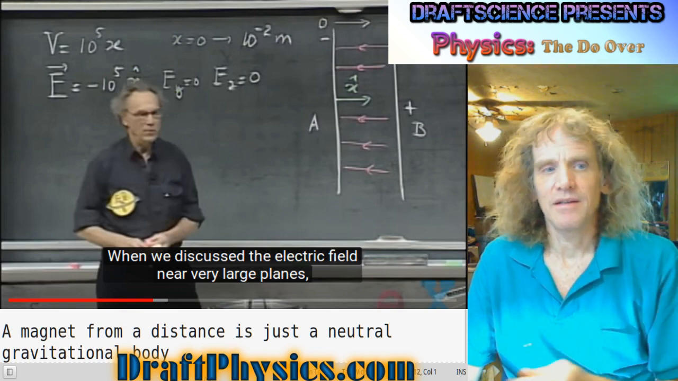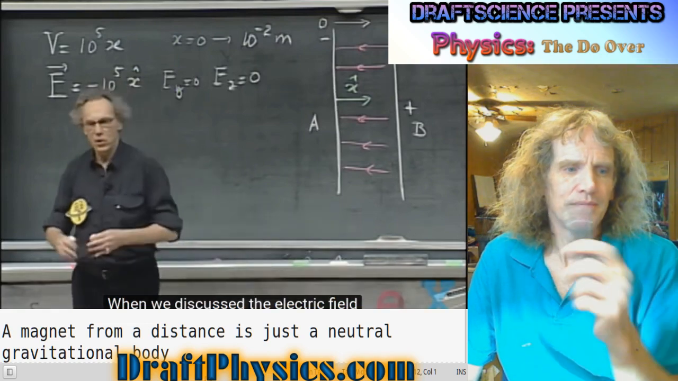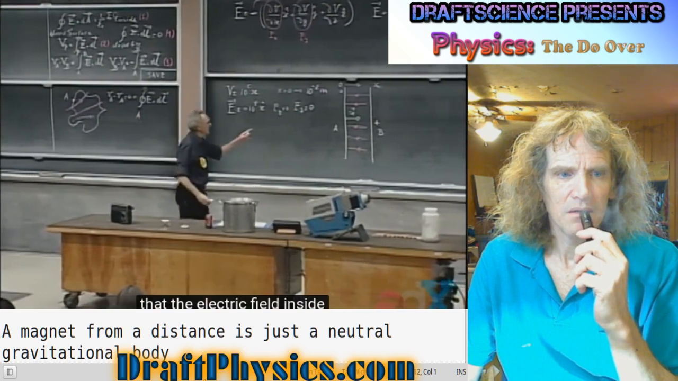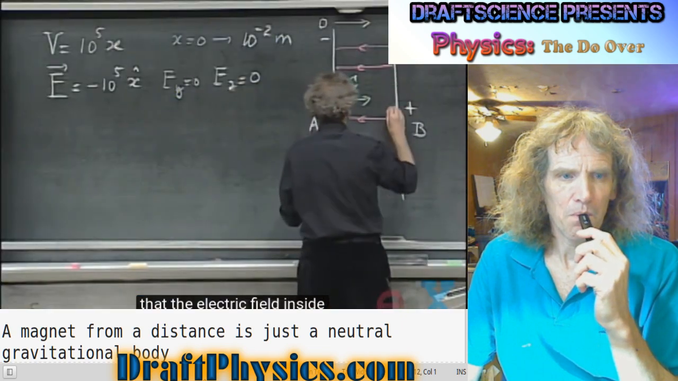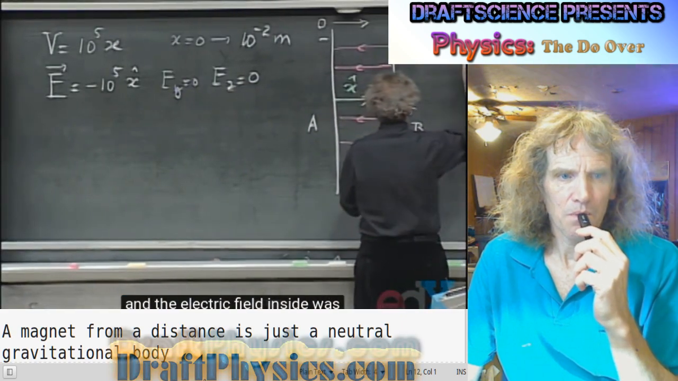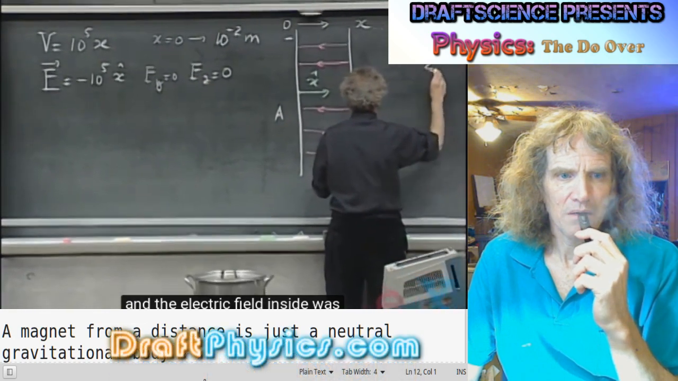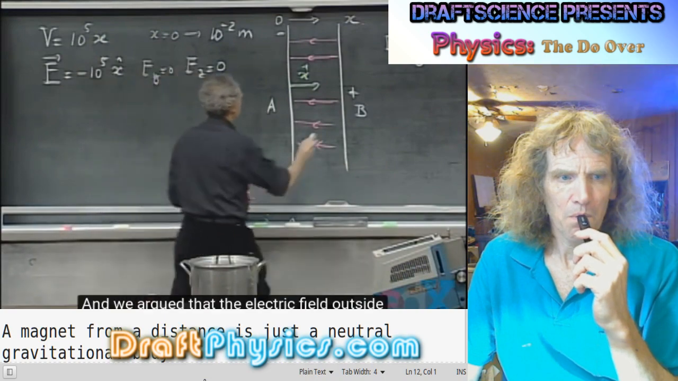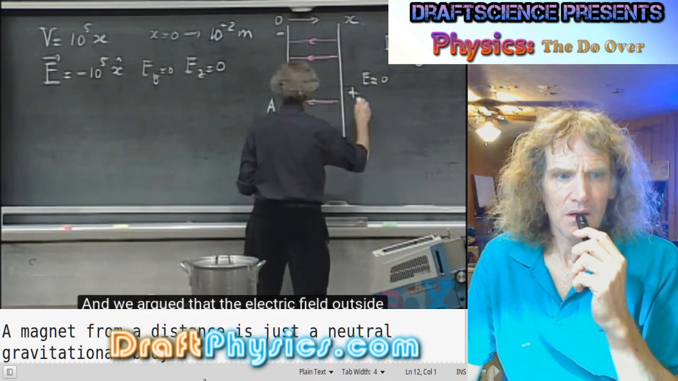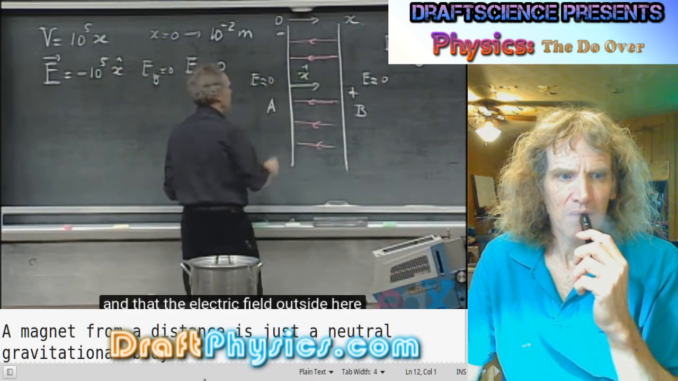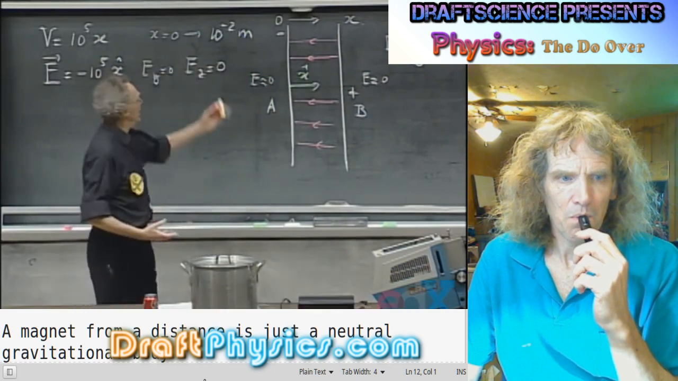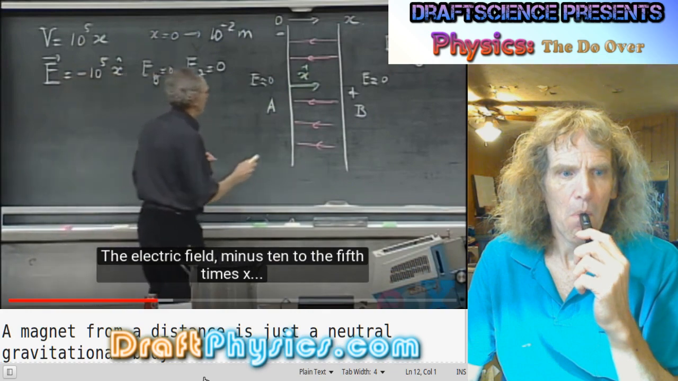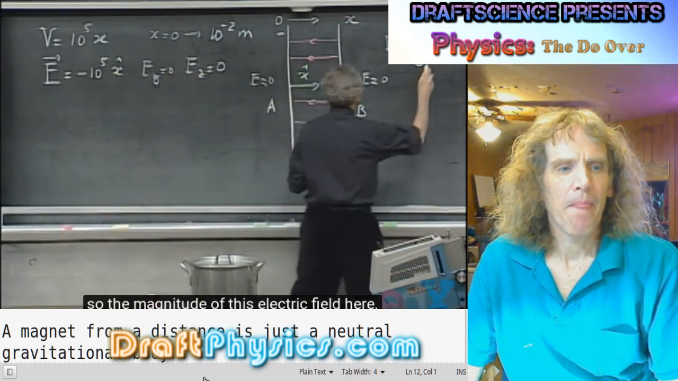the convention is wrong. When we discussed the electric field near very large planes, the electric field inside was a constant, remember? And the electric field inside was sigma divided by epsilon 0, if sigma is the surface charge density on each of these plates. And we argued that the electric field outside was about 0, and that the electric field outside here was about 0. So it's extremely physical. This is exactly what you see here. Electric field minus 10 to the fifth times x hat. So the magnitude of this electric field here.